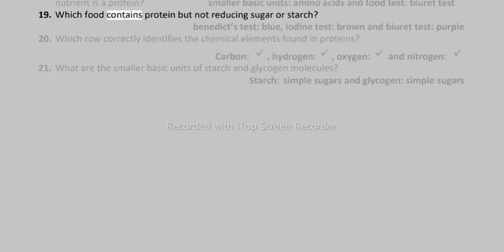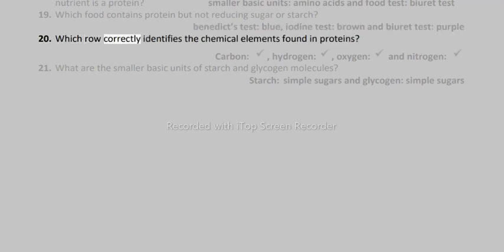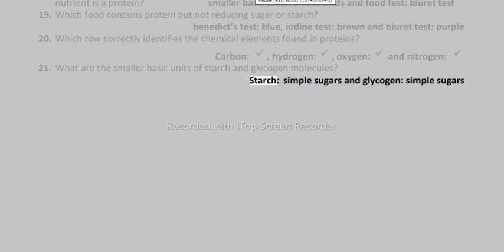19. Which food contains protein but not reducing sugar or starch? Benedict's test, blue; iodine test, brown; and biuret test, purple. 20. Which row correctly identifies the chemical elements found in proteins? Carbon, hydrogen, oxygen, and nitrogen. 21. What are the smaller basic units of starch and glycogen molecules? Starch, simple sugars, and glycogen, simple sugars.